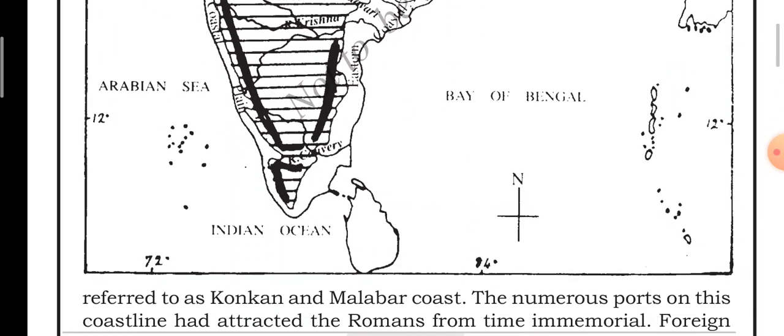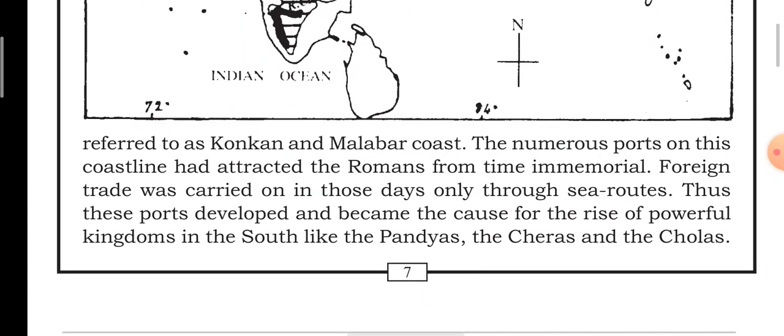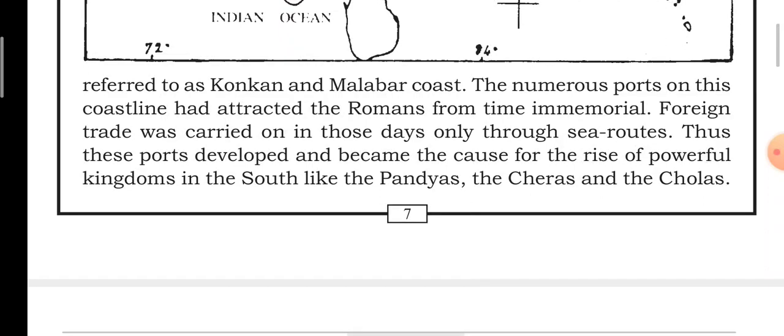Okay. So now the numerous ports of this coastline had attracted the Romans from time immemorial. There are numerous ports on this coastline, that is the Konkan and Malabar coast, which have attracted the Romans from time to time. Foreign trade was carried on in those days only through sea routes. So foreign trade, which is very necessary, was carried through sea routes in those days.